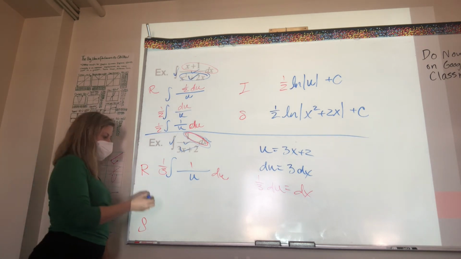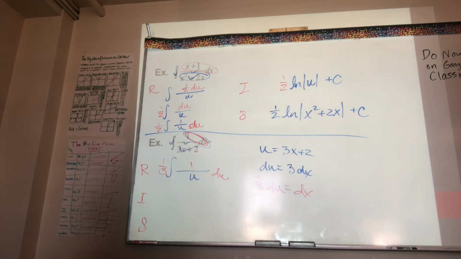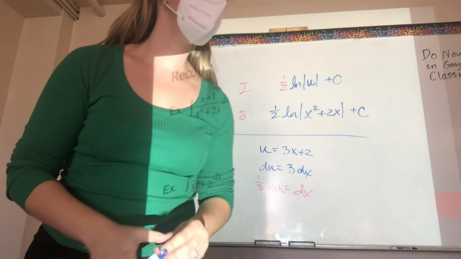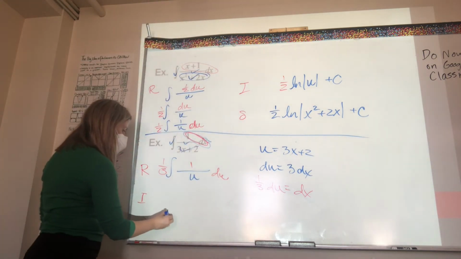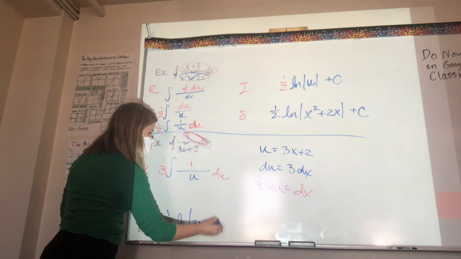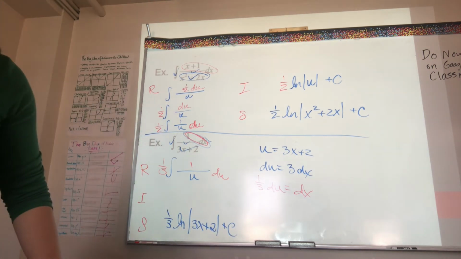Okay, so let's integrate this. Actually, you finish the problem. Go. Yep. So my final answer is 1/3 ln of absolute value of 3x plus 2 plus c. All right, I think we're getting it. We're getting a little bit.